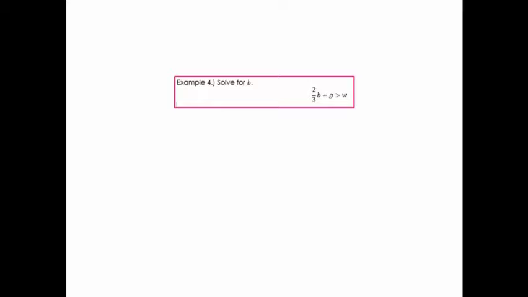And this one's a bit of a challenge, but I know that you guys are super rock stars and doing a great job today. So we're going to be up for this challenge. So 2/3 b plus g is greater than w.